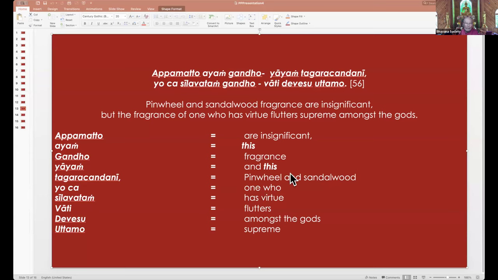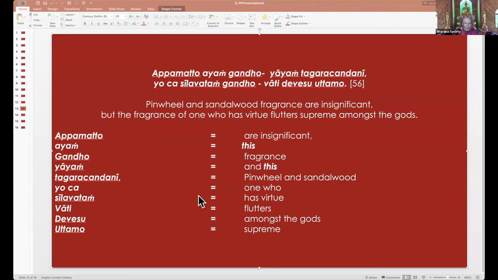Also there is no word for "and" in Pali here, but they join together. Tagara, chandana, two words combined together and made one word. Tagara is pinwheel, chandana means sandalwood, in English, handun or sandun.